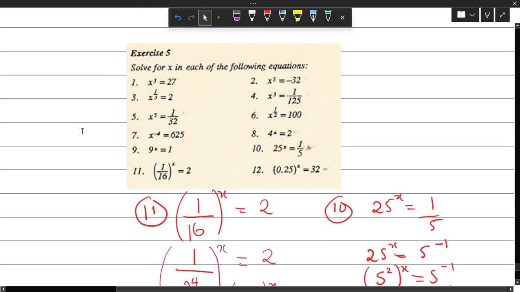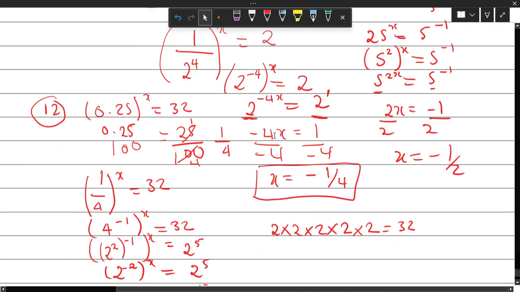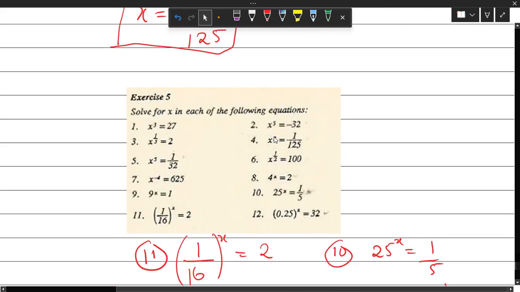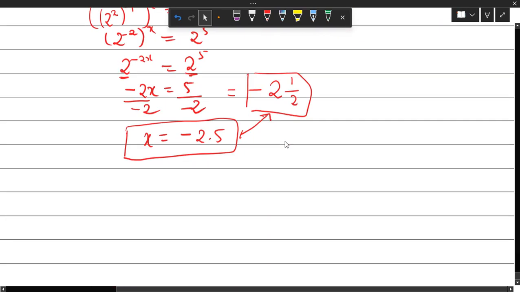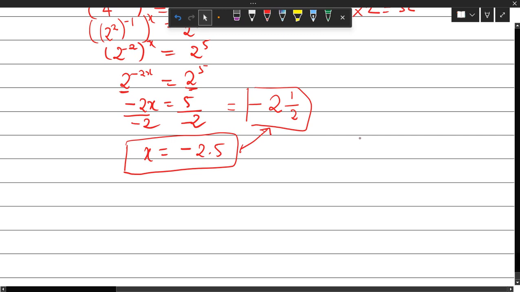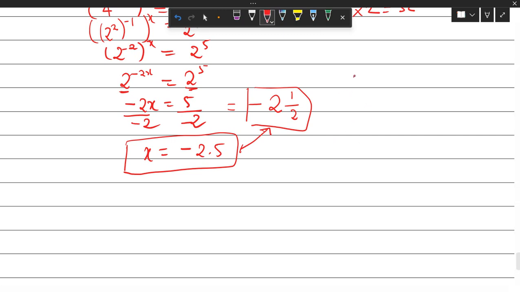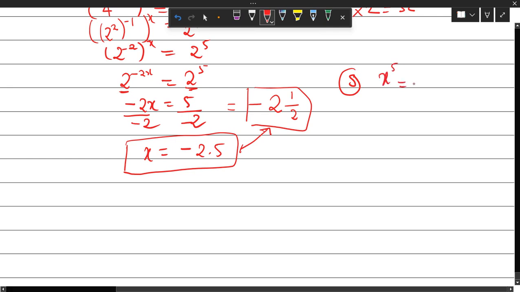Which else? I solve the last one. Okay, let me solve the last one for you guys. Which one do I pick? I don't want to pick the easiest. Okay, let's say number 2. Okay, number 2, x to the power 5 equals to negative 32. Okay, so we have number 5, which is x to the power 5 equals to negative 32.